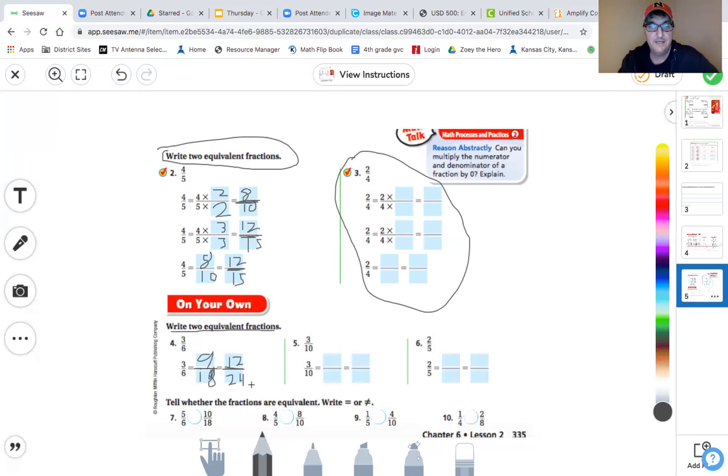So the bottom line, all you have to do is take the fraction and multiply the numerator and the denominator by the same number. And you're going to create a new fraction that's equivalent to the one that you started with. All right. So do your best on this. Take a shot. If it's just too confusing, I get it. We'll keep working on it.